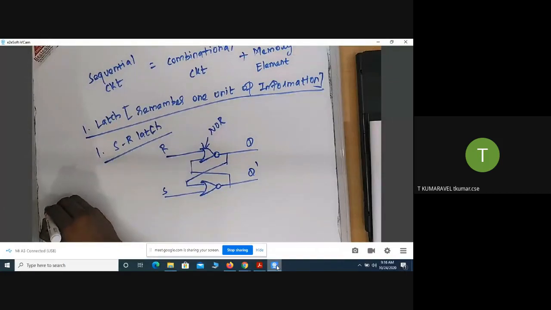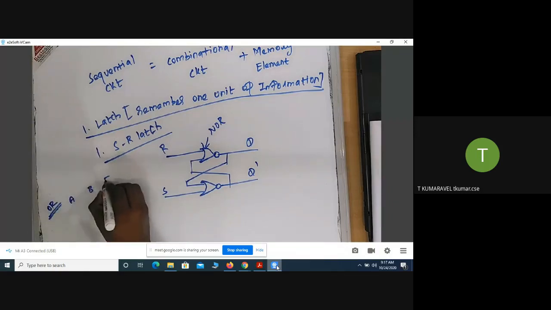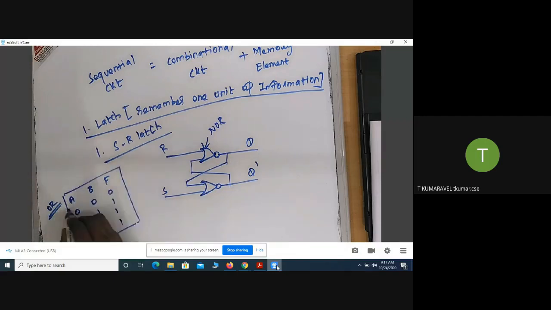What is the truth table of an OR gate? A, B, F. If any one of the input values equals 1, the output equals 1. Any one of the input combinations being 1 makes the output value equal to 1.